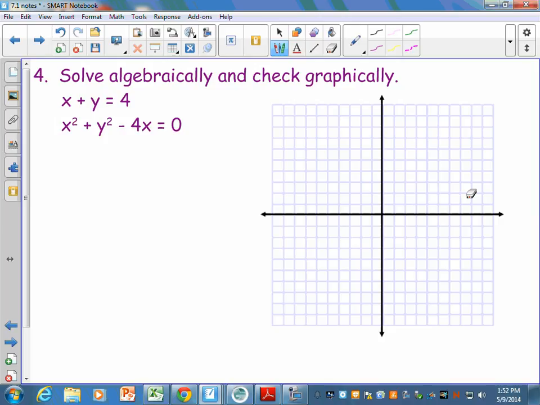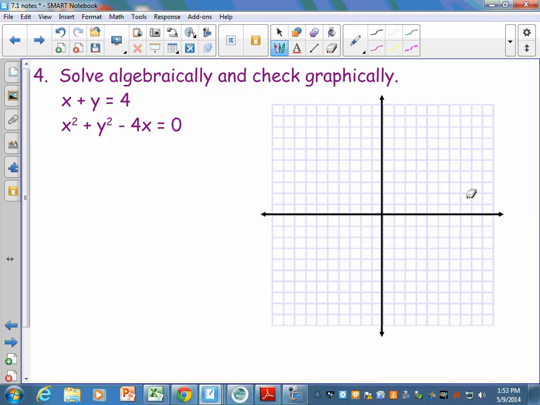How many ways could a line and a circle intersect? 2? Could they intersect less than 2 times? Could they intersect 1 time? Could they intersect 0 times? Yes. So it could be 0, 1, or 2, just depending on what happens here.